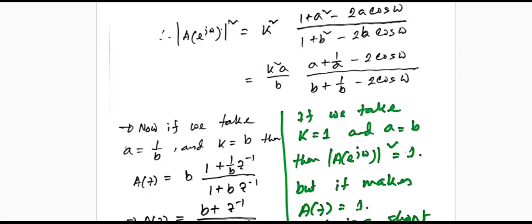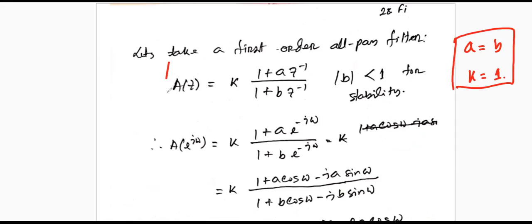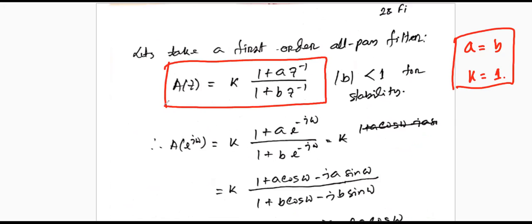However, that makes some kind of problem. What is the condition? I'm writing the condition here: A is equal to B and K is equal to 1. Those are the conditions. If that is so, then if we look back to our filter, this is a first order filter, what we have found, K is equal to 1, and A is equal to B. Let's say this is equal to A. Then what will happen? This A(z) is equal to 1.